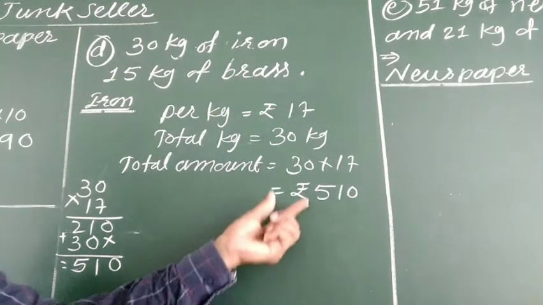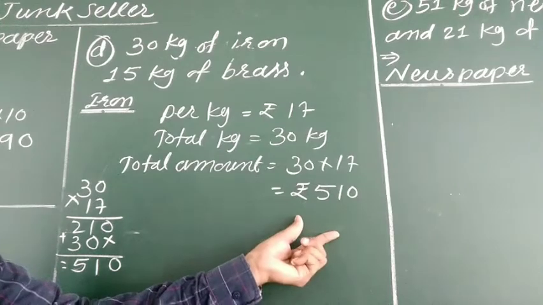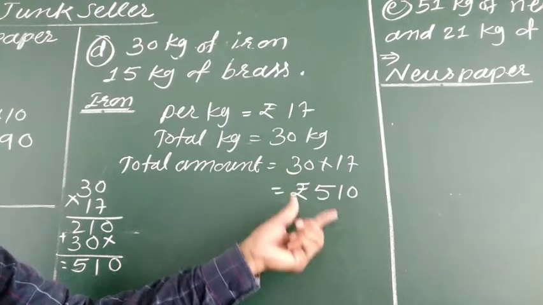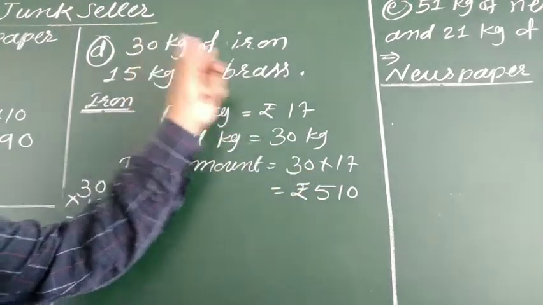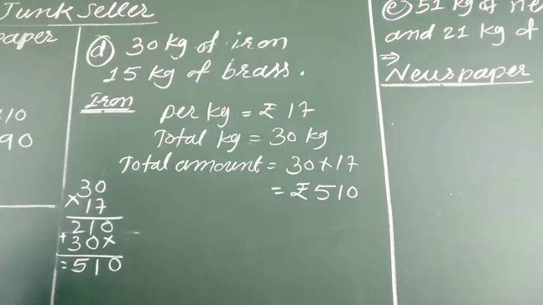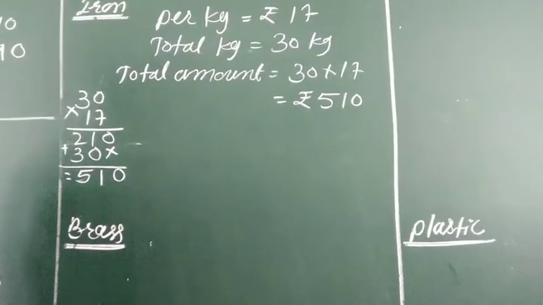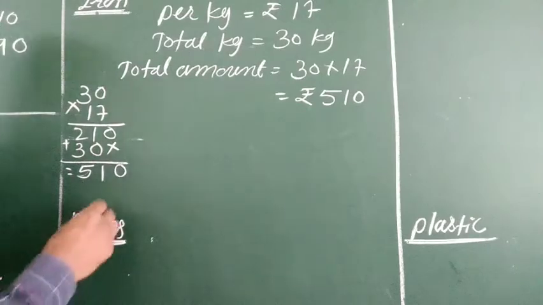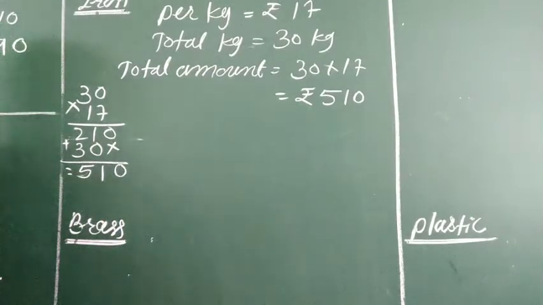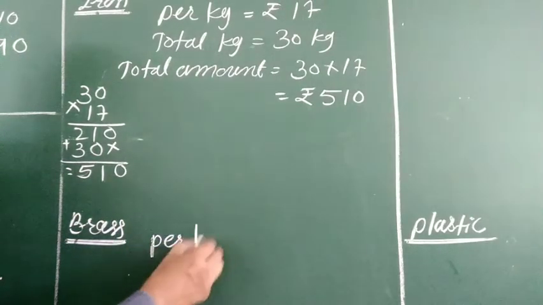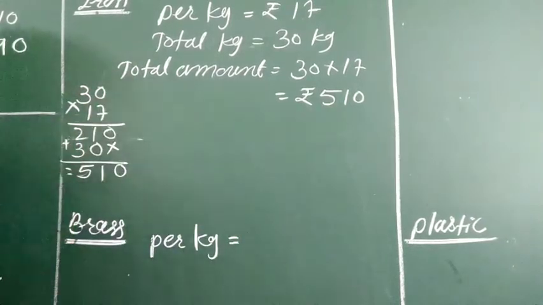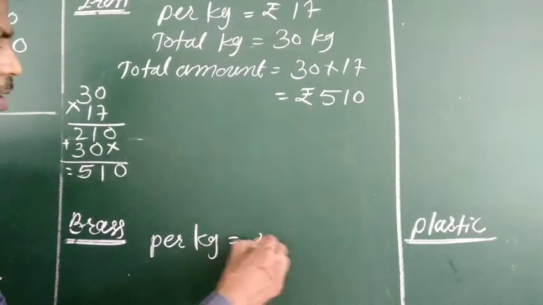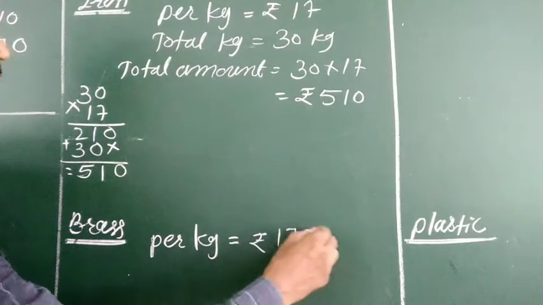Now what is this 510? This amount rupees 510 is the cost, the total amount, of 30 kg of iron. Next, it is brass. It is about brass. So what will be the per kg rate of brass? Rupees 170.